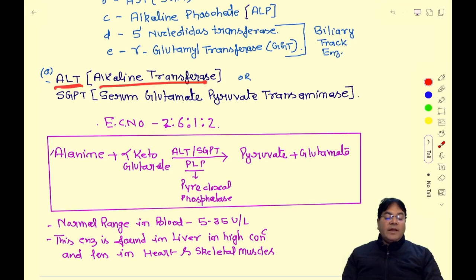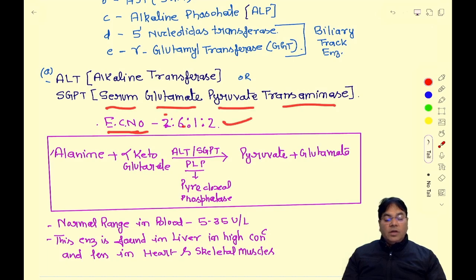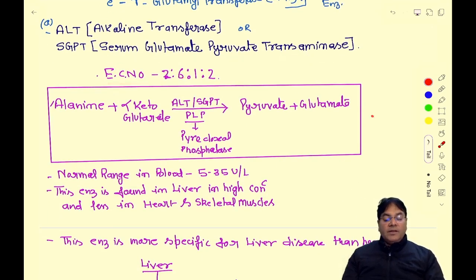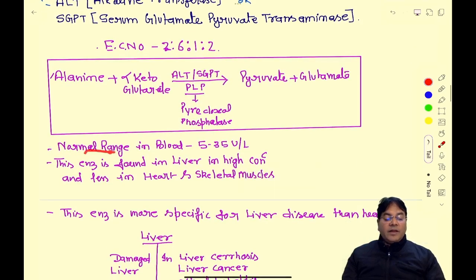ALT, the full form is alanine transaminase. This is also known as SGPT because the other name is serum glutamate pyruvate transaminase. The enzyme commission number is 2.6.1.2. Now what is the role of this enzyme in the body? This enzyme combines alanine with alpha ketoglutarate and converts these two into pyruvate and glutamate. This is the physiological role of the enzyme ALT, SGPT. It works with a coenzyme called pyridoxal phosphate. Now the normal range of ALT in the blood is 5 to 35 units per liter or international units per liter.